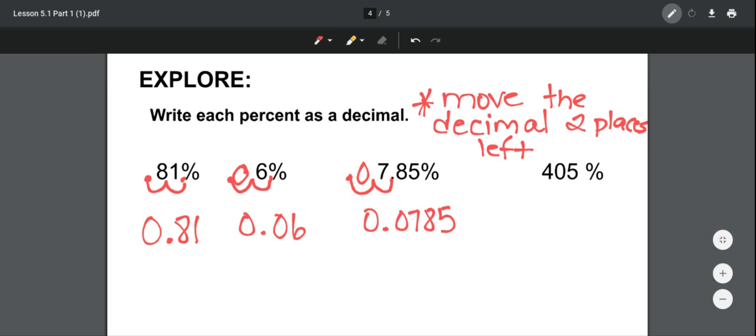In the last one, we find our decimal point at the end. Remember that if there is no decimal point, it would be at the end. Just like if that represented $405, our decimal point would be found at the end of that. So in 405%, with the decimal point after the whole number 5, we would move our decimal point 2 places to the left to give us a decimal number of 4.05. And again, this makes sense because our percentage is more than 100%, which would give us a whole number greater than 1.